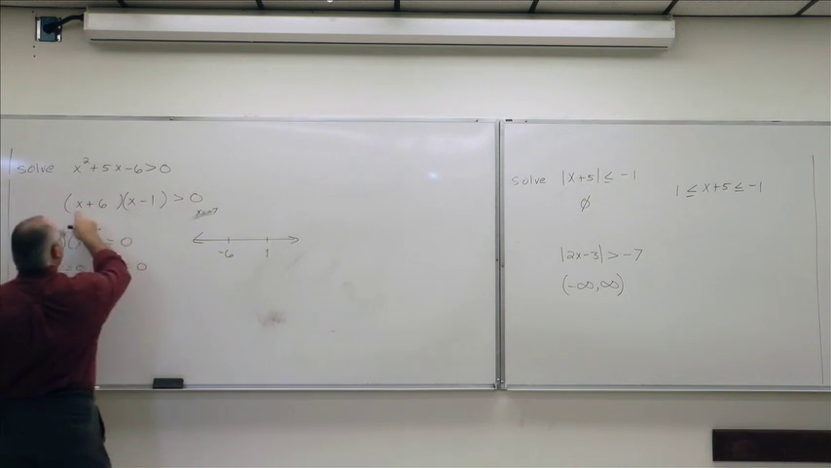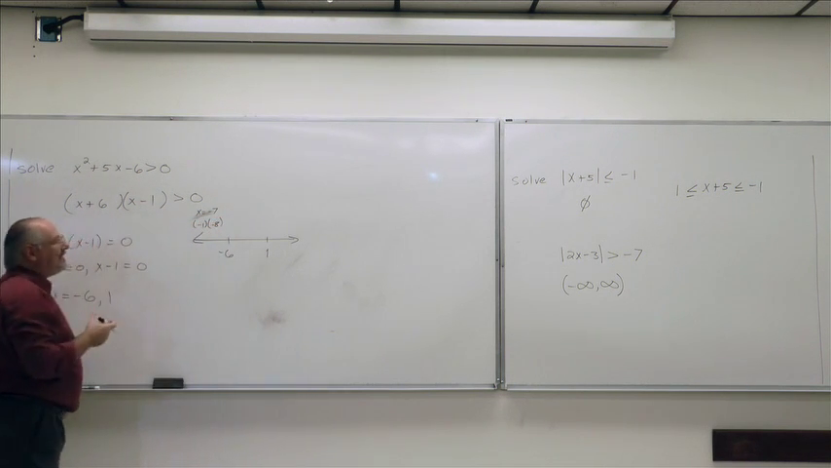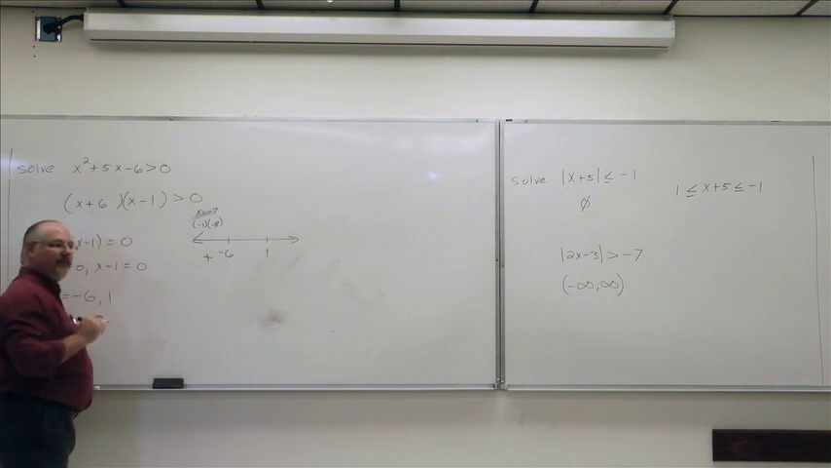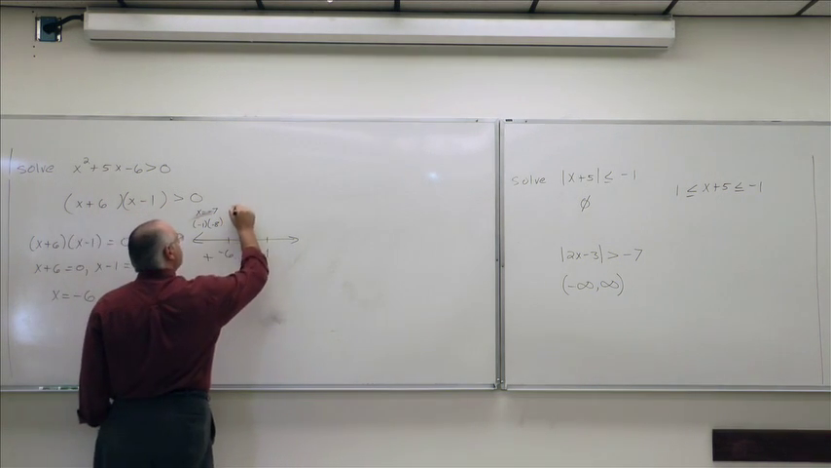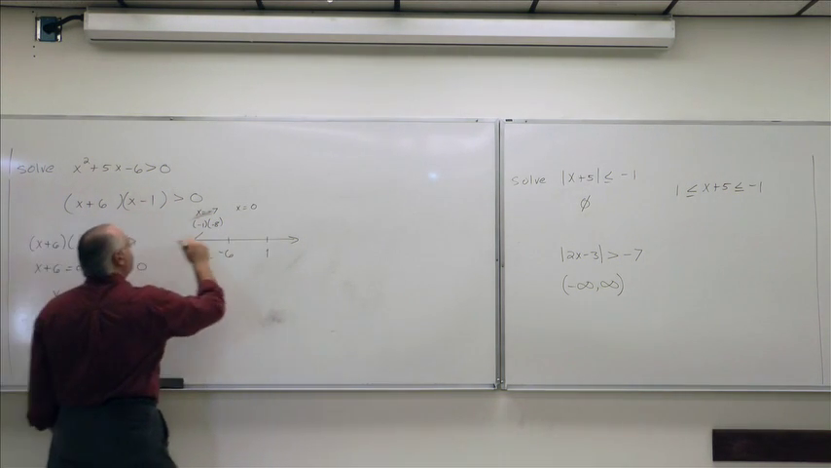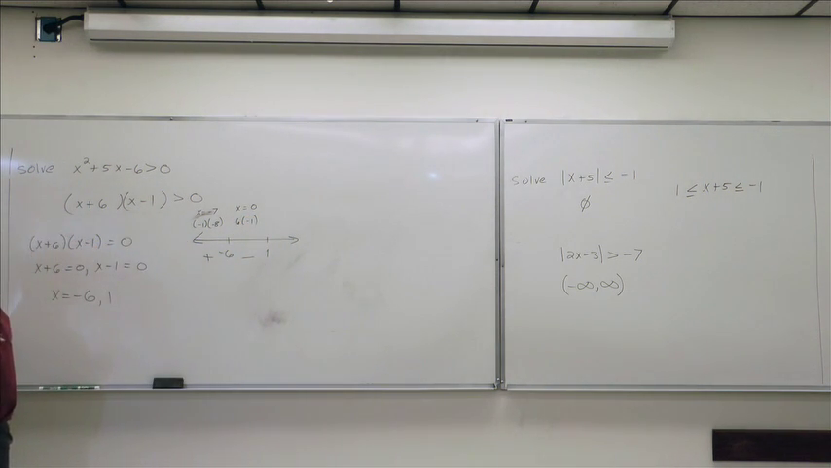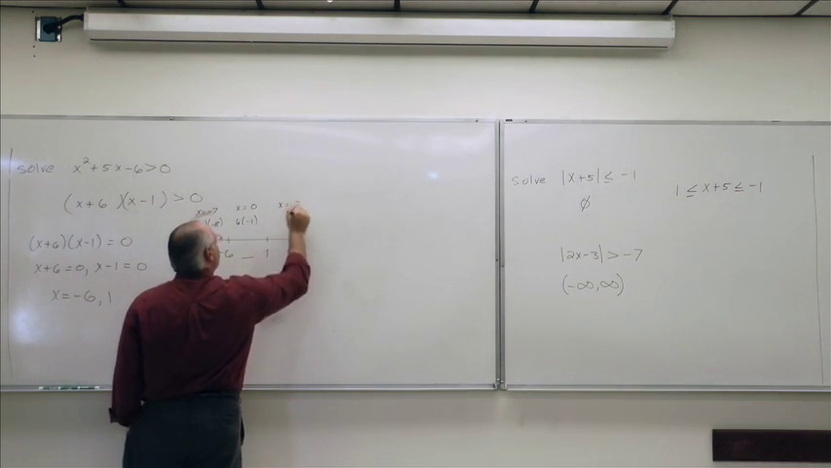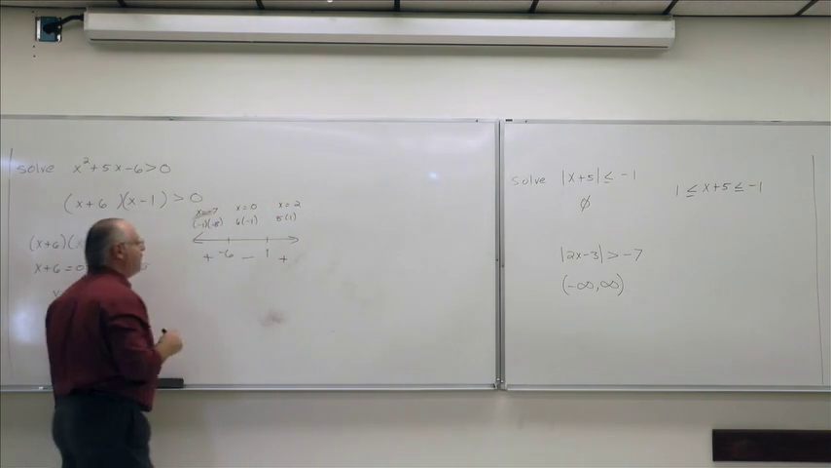So let's say I'm going to plug in x is -7. So when I plug in -7, I'm going to get a -1 and a -8. Now, yes, I know that -1 times -8 is 8. But really, all I care about is a negative times a negative is positive. A number between -6 and 1, how about 0? When I plug in 0, I get 6 times -1, and that's going to be negative. Then when I plug in a number greater than 1, how about 2? I'm going to get 8 times 1, which is positive.